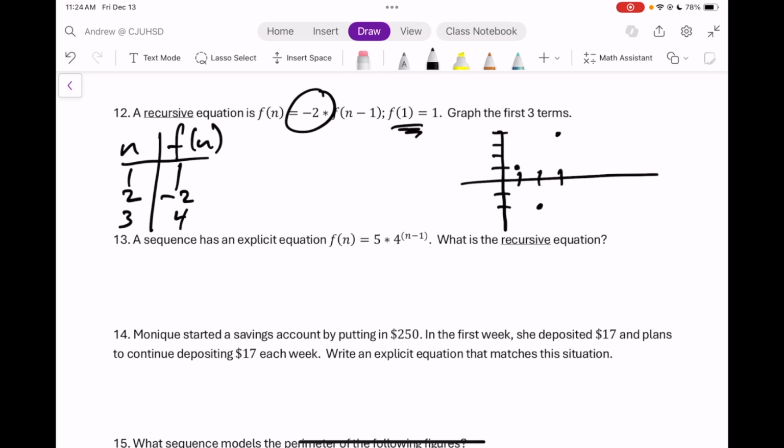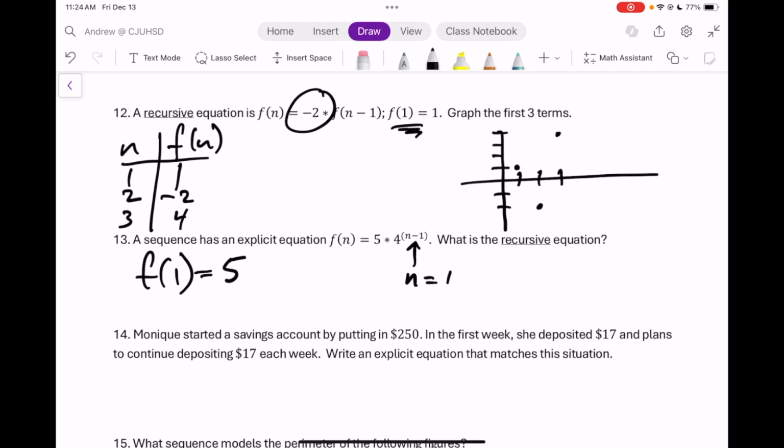Number 13, a sequence has an explicit equation. Here it is. What's the recursive? Okay, so I need to know, where does it start? If I put n equals 1 as the beginning, that would be 4 to the 1 minus 1, which is 4 to the 0. And then 4 to the 0 is 1. 5 times 1 is 5. So this thing starts at 5.